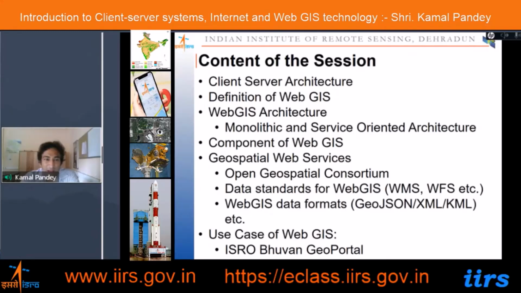So basically, earlier we used to have a monolithic architecture. Then later on, the latest one is the service-oriented architecture, wherein all the data and the processes are available as a service, and we can utilize these services for developing any WebGIS application. We will be talking about these aspects also, and what are the various components of WebGIS.